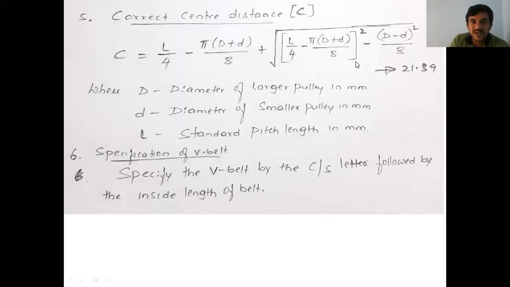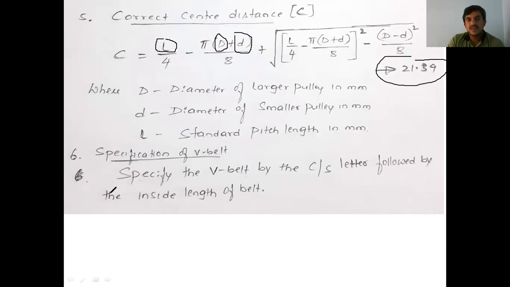For that, what will be the correct center distance we require here? Again, refer to equation number 21.39. The correct center distance depends upon the length of the belt, that is the nominal pitch length, the standard nominal pitch length. Then it depends upon the diameters of the larger and smaller pulleys. Then you substitute to get the correct center distance.